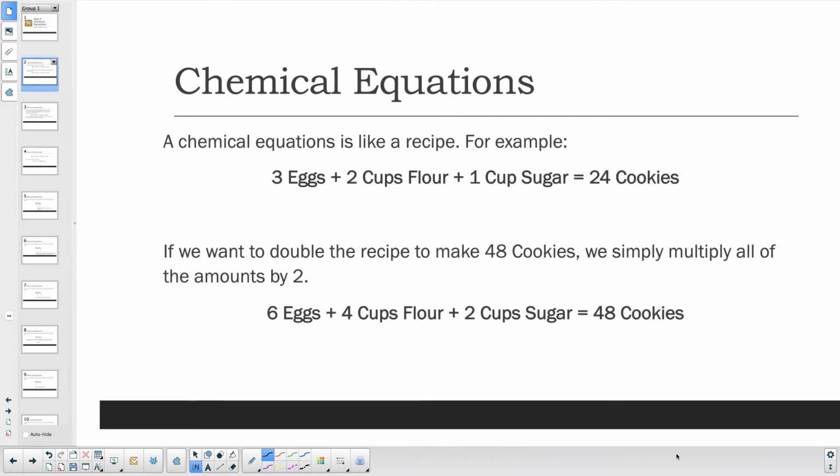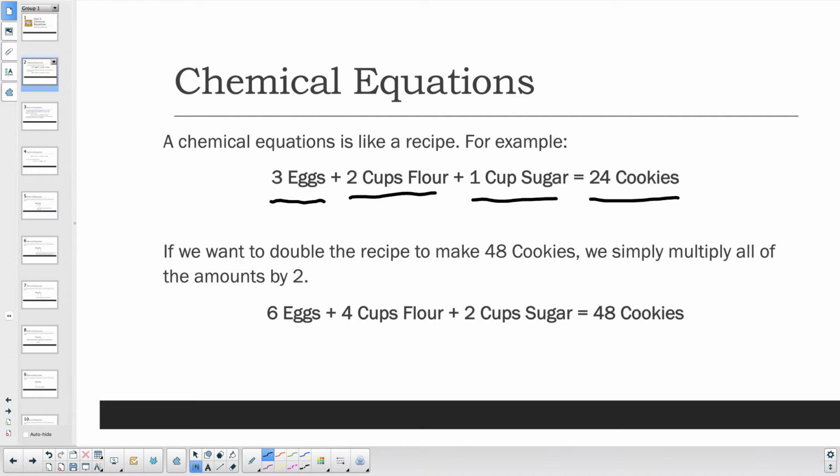I've got a recipe here for a batch of cookies. This recipe yields 24 cookies. You need to use 3 eggs, 2 cups of flour, and 1 cup of sugar, and that gives you 24 cookies. I would highly suggest that you not try this recipe because there are some really important things missing, like butter and chocolate chips. So don't try this at home. But if you look at this recipe, you see that there is a very specific ratio of the number of ingredients that you put in and the yield of how many cookies you get.